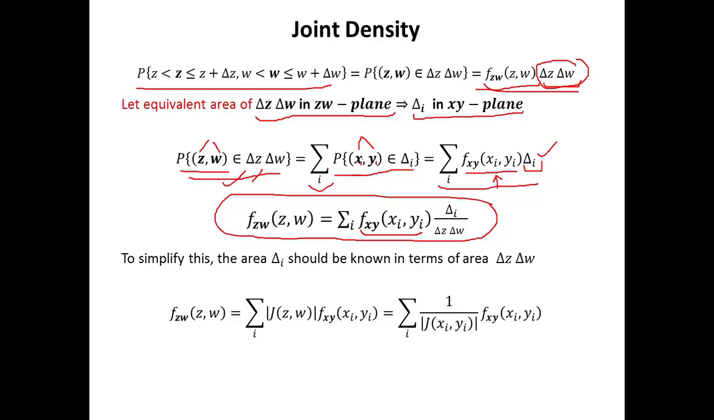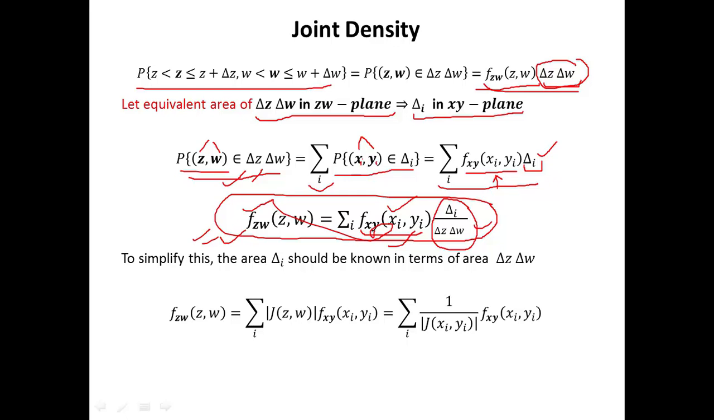So in this expression, we want to determine this quantity, that is the left hand side. We have been given this quantity on the right hand side, meaning if we are able to determine this ratio delta I by del z into del w, then we can easily determine fzw in terms of fxy. So let us now proceed to see how we can determine this ratio.